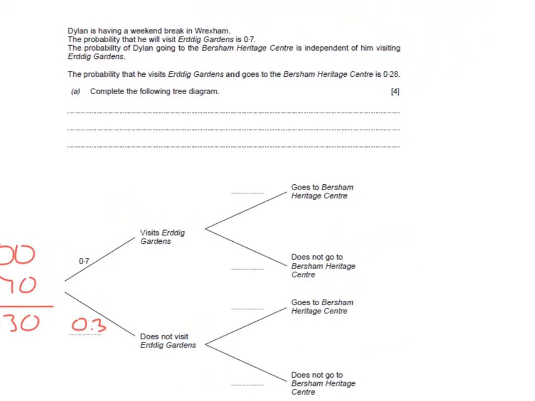Now here's where it differs. In the question, it says the probability that they visit the gardens and go to the heritage centre is 0.28. The word and is key there, because they're not telling us the probability of the heritage centre is 0.28. They're saying the probability to do both of them is 0.28. So we're looking for the probability of them going just to the heritage centre. So 0.28 divided by 0.7 would be 0.4. Then we know this would be 0.6, 0.4, and 0.6, as they are independent events.